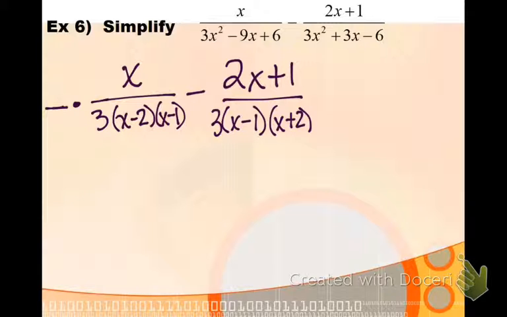What does the first denominator need that the second one has? X plus 2. An x plus 2. Good. So put that on top and bottom. What does the second denominator need that the first one has? X minus 2. The x minus 2. Good.